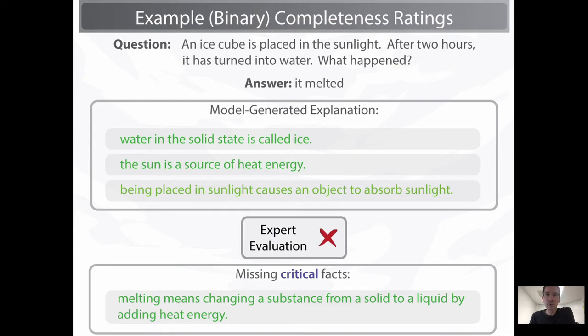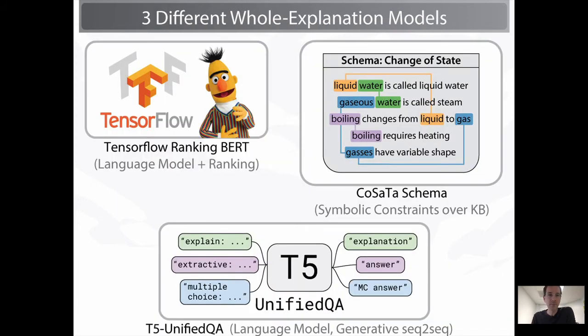As an example of this, here's an example question about an ice cube melting and a hypothetical model-generated explanation. That explanation has plenty of relevant facts, but it misses some pretty important ones that are critical to explaining the answer. In this case, it misses the whole concept of melting, and so we would give this explanation a negative rating. We evaluated 3 very different kinds of models that generate full and complete explanations.